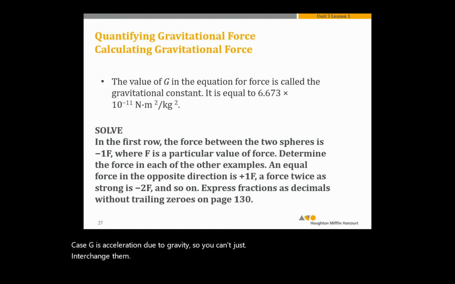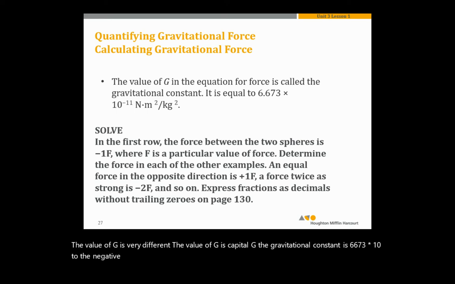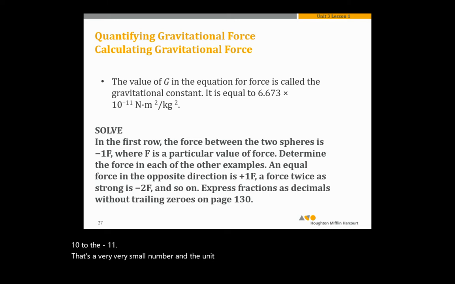They're very different numbers. Remember, the acceleration due to gravity was 9.8 or 9.81 meters per second squared near Earth, while the value of capital G, the gravitational constant, is 6.673 times 10 to the negative 11th. That's a very, very small number. And the unit for it is newton times meter squared divided by kilogram squared.